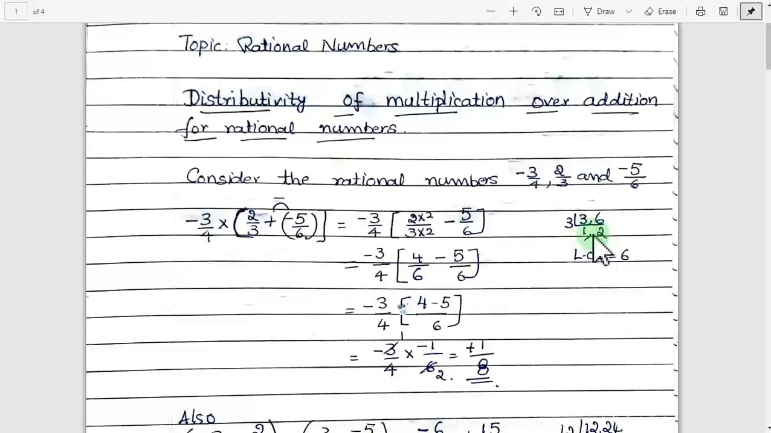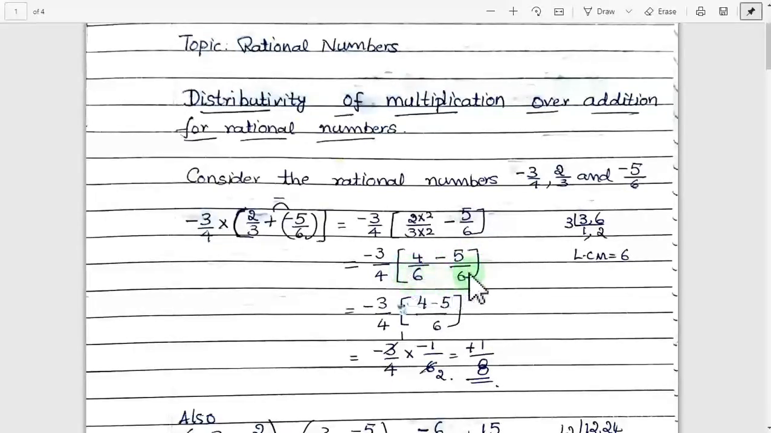So multiply the numbers. 3 into 2 is 6. So now we have to make the denominator 6. To make this denominator 6, we have to multiply by 2. Same number you multiply to the numerator also. Minus 5 by 6, already 6 is there, so you don't have to multiply. So minus 3 by 4 as it is, you can write in the next step also. First we will simplify the numbers within the bracket. So the product of this is 2 2s are 4, 3 2s are 6, minus 5 by 6.